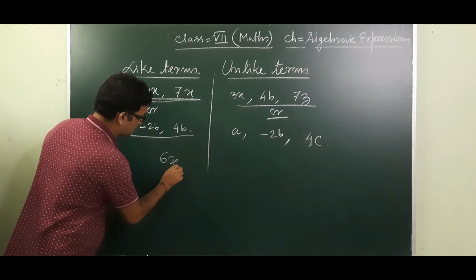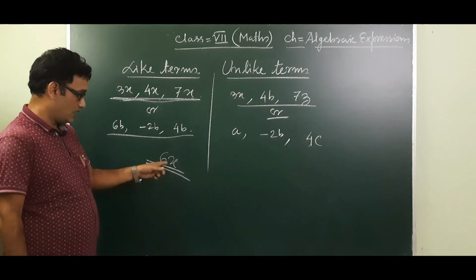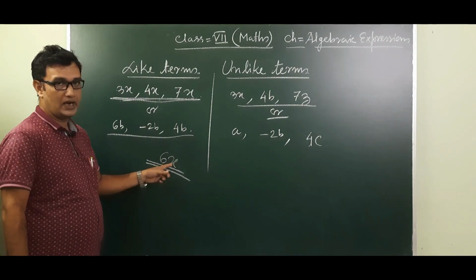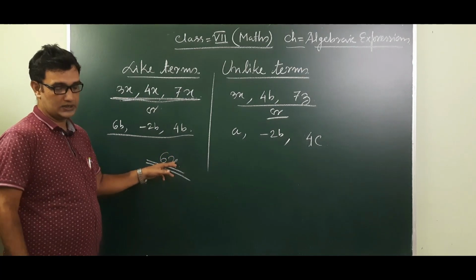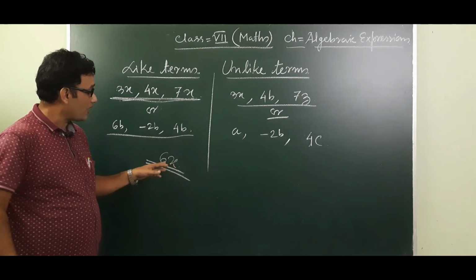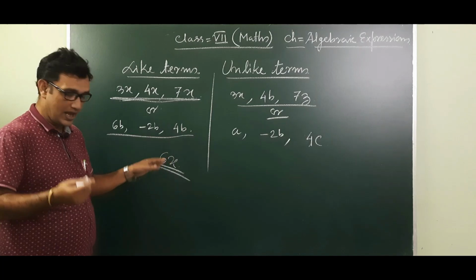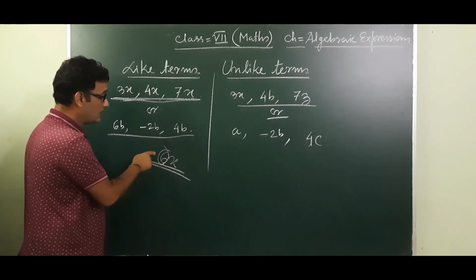Now you see 6x. If I ask you from the 6x, what is the coefficient of x? You will see in your book a coefficient column is there. So if I ask you what is the coefficient of x, then your answer will be what? 6. The coefficient of x will be 6.